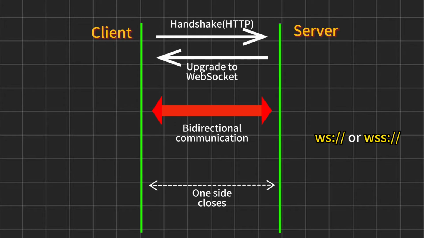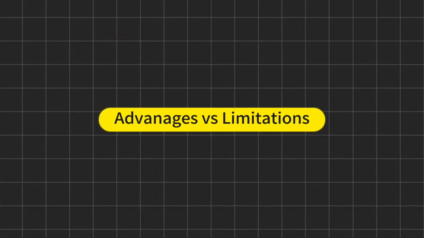It's important to note that WebSocket uses a specific protocol for communication. This protocol is identified by starting with WS for its unsecured version and WSS for its secured version, instead of HTTP or HTTPS. Now, let's analyze the advantages and limitations of WebSocket.